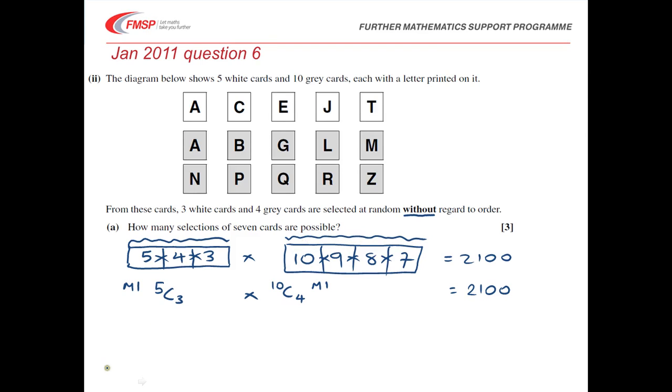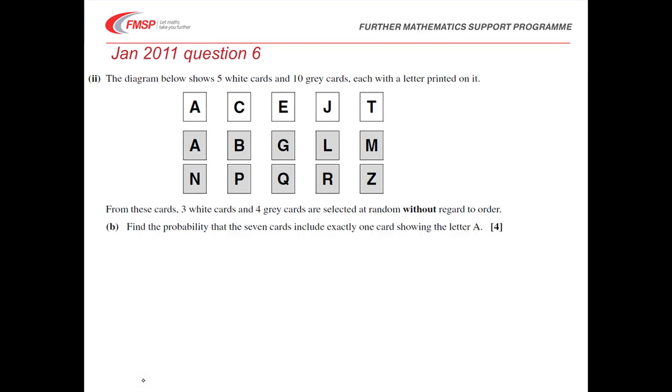Okay, so that's quite a nice question. Again, drawing things is quite useful. So now we're after the probability that of these 7 cards, exactly 1 is showing the letter A. So we know that whatever we do is going to be out of 2,100. So again, drawing stuff is really useful. So this is a restriction that we're talking about. Now, 2 things can happen.